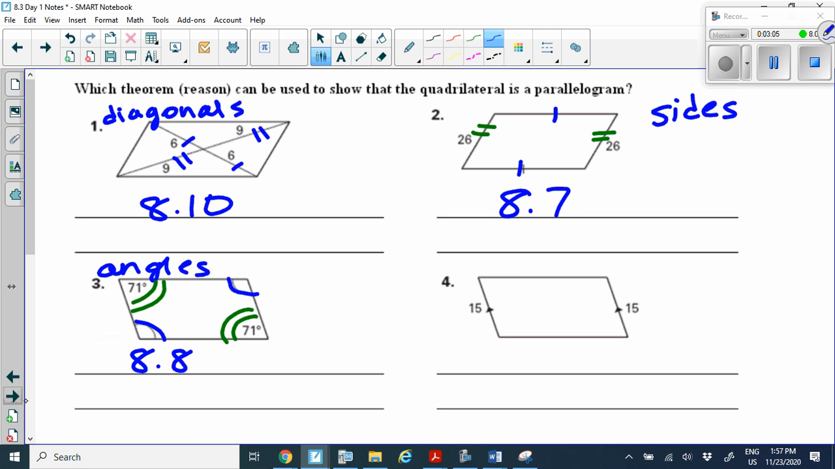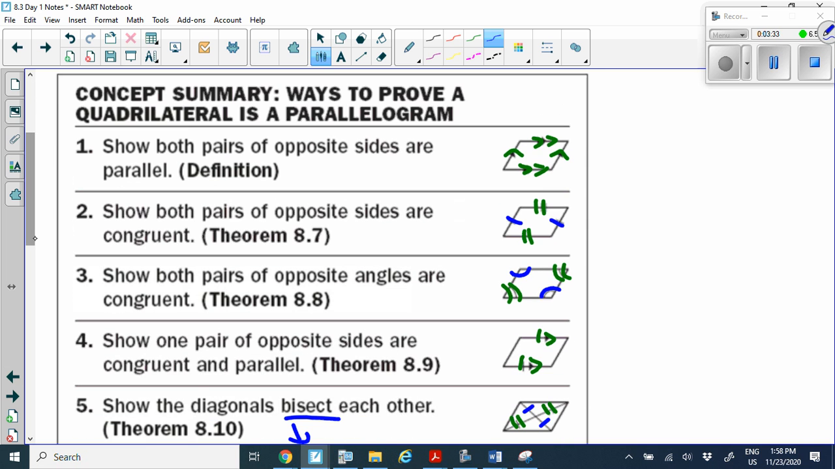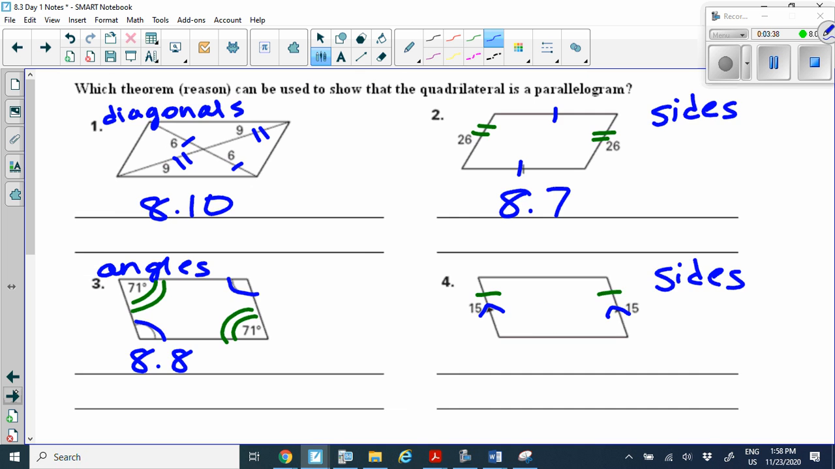Okay, number 4. Notice we have arrows on our opposite sides. So we're dealing with just sides here, okay? Remember, the arrows represent that those sides are parallel. Now also notice that those sides have the same measurement. Anytime it's the same measurement, that also means they are congruent. So we have one pair of opposite sides that are both congruent and parallel. So let's figure out what theorem that was on our chart. So that looks like that was 8.9, show one pair of opposite sides are congruent and parallel.